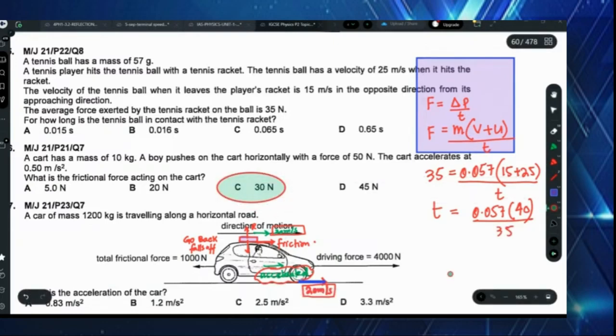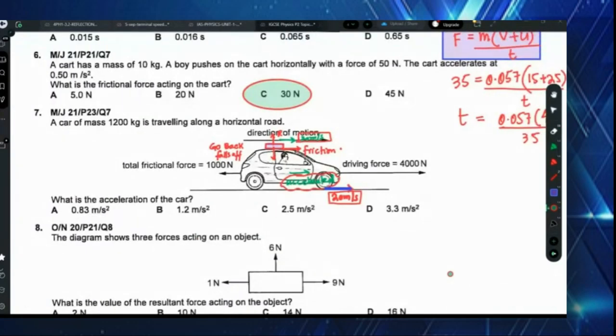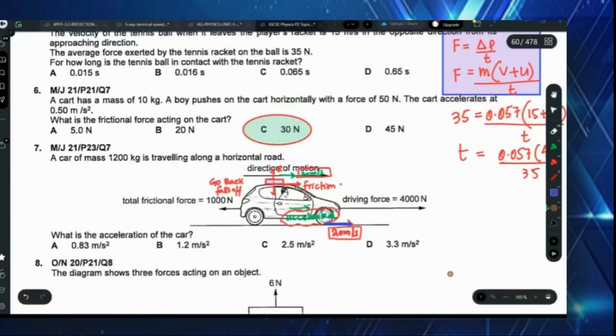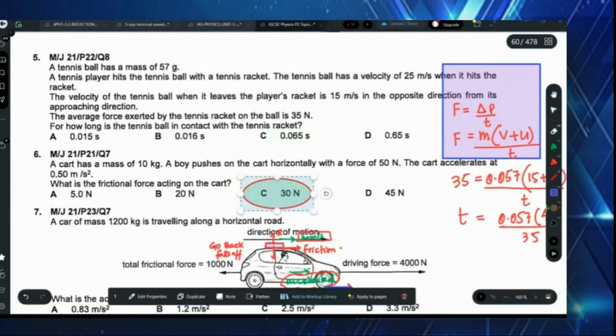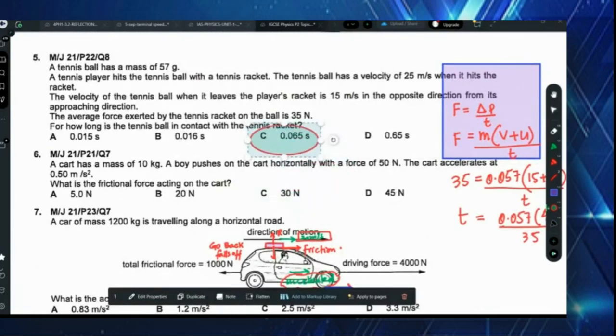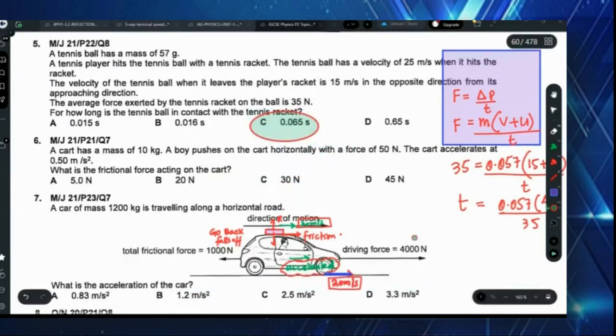The next question, question number 7. Sir, the next question is question number 6. 6, 7. 6, 6, sorry. Oh, sorry. C is this one. Yes. Question number 6.